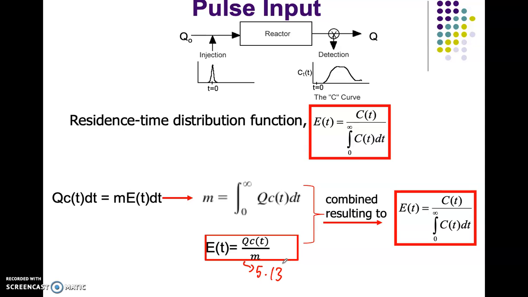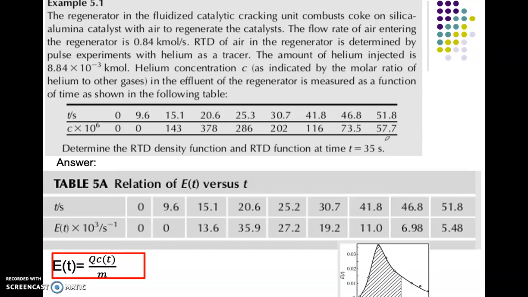When you combine these two equations, it will give you E(t) equals C(t) over the integration of C(t) dt from 0 to infinity. This is similar to the one that we learned before. So let's have a look at the example. Example 5.1 from your textbook.